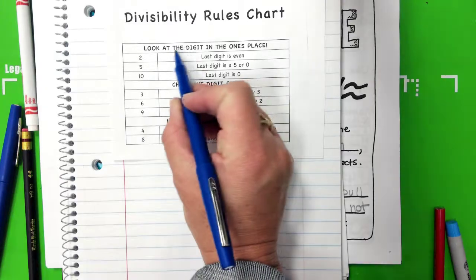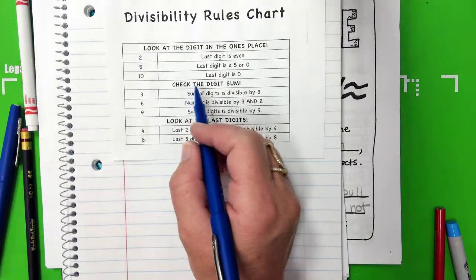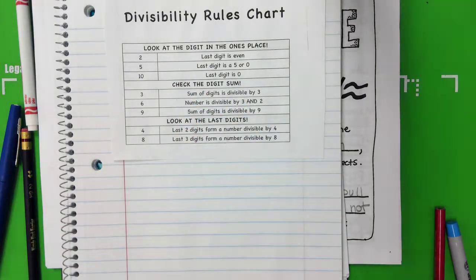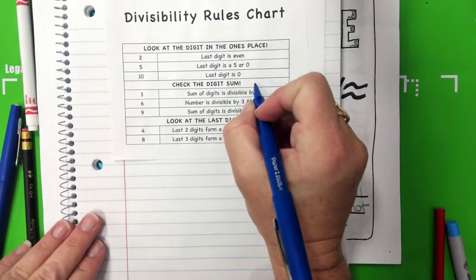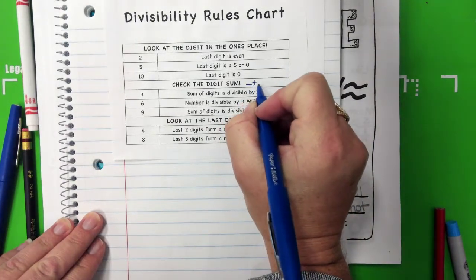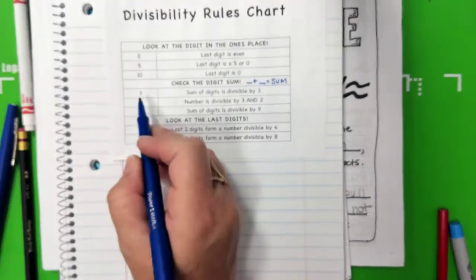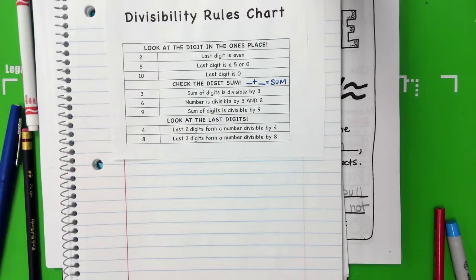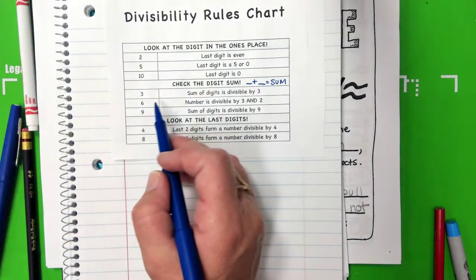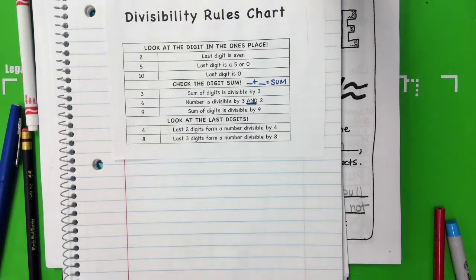Now, these are just looking at the digit in the ones place. So looking at the last digit: 2, 5, and 10, okay? Check the digit sum. What is a sum? What is a sum? Annika? An answer to an addition. Good. It's an answer to the addition problem. So for the number 3, you would add the digits together and see if the sum is divisible by 3. Okay? For the number 6, it has to be divisible by 3 and 2.